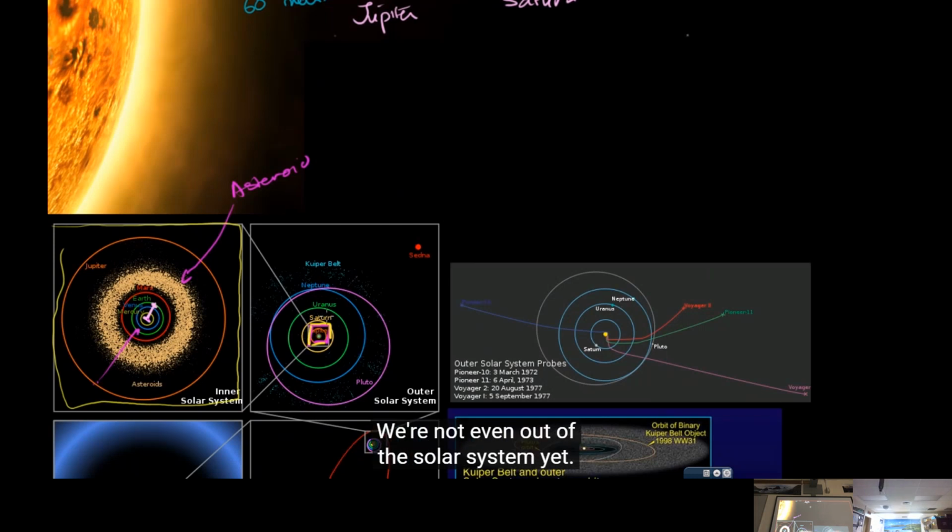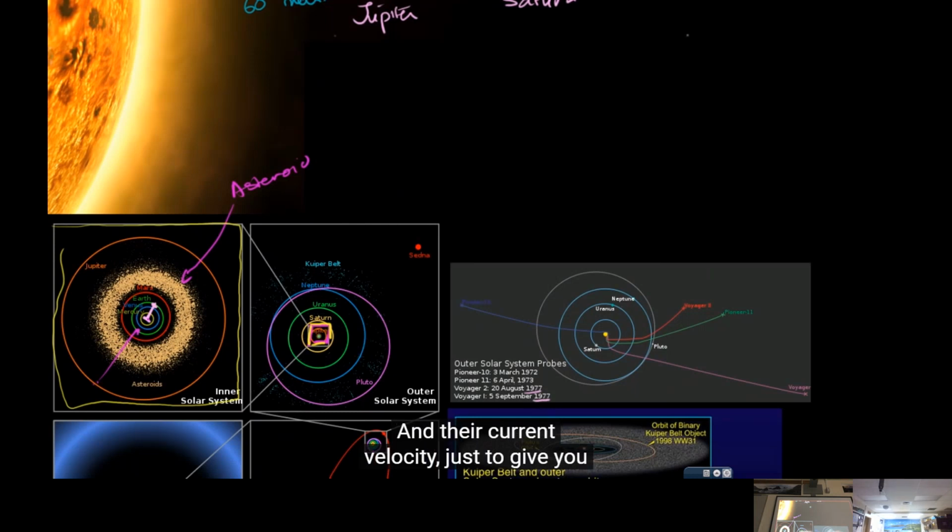But even here, we're not done. We're not even out of the solar system yet. And just to give you a sense of the scale we're operating at, I have this chart here from the Voyager mission. The Voyager missions, Voyager 1 and 2. Voyager 2 left a month earlier, but Voyager 1 is just traveling faster. They left about a year after I was born.